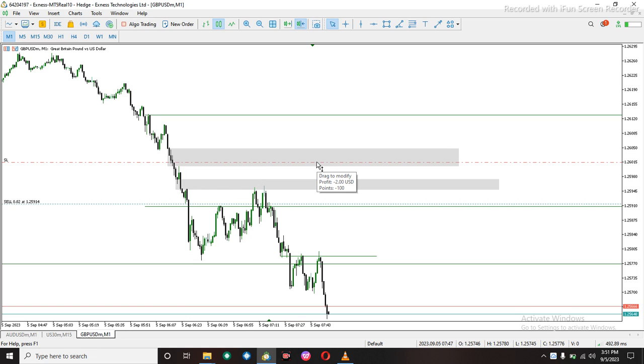But now let's scale this. Let's take it below my entry. I've taken it below my entry. With this now, I am protecting myself so that in case the market reverses, it's just going to close the trade with a profit.